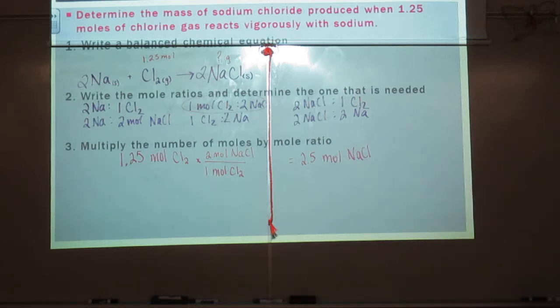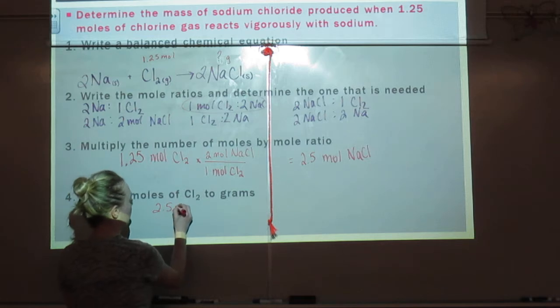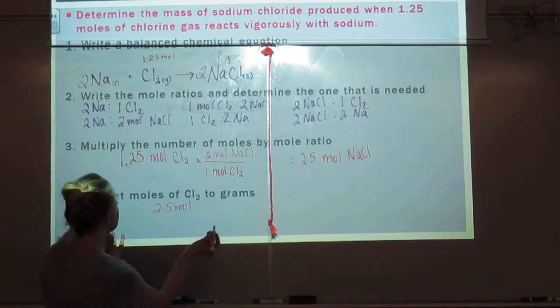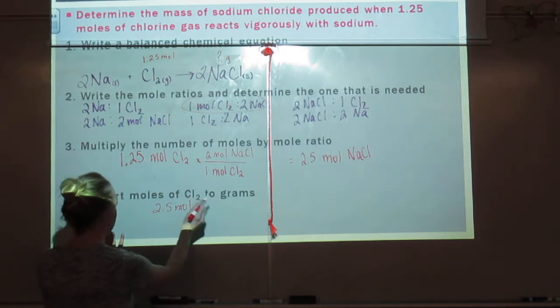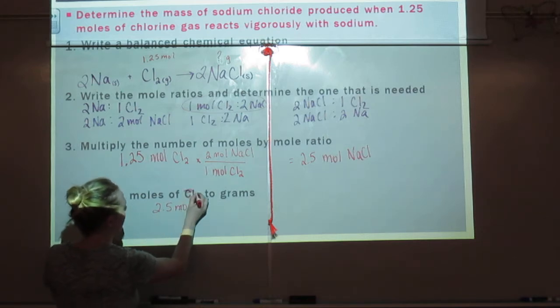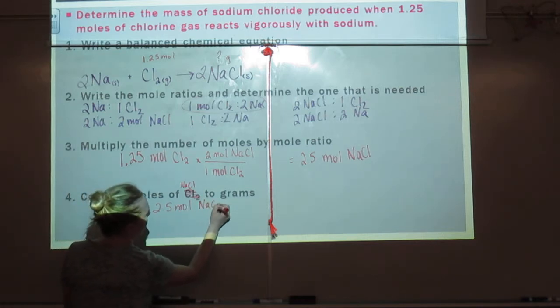If you have any questions, feel free to write them down now. Okay, last step in converting moles to mass is to convert the moles to grams. So you already know how to do this. We've been doing this for the last 2 chapters now. Take your 2.5 moles of, actually this isn't even right because, oh yes, this is right. We've already found the moles of chlorine and we've converted it to NaCl. So ignore that. 2.5 moles of NaCl.